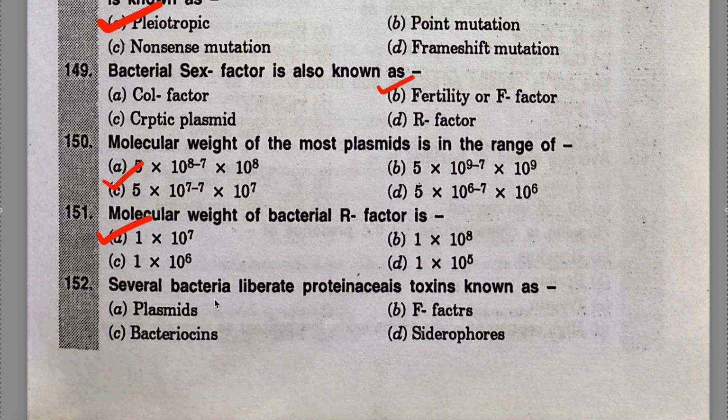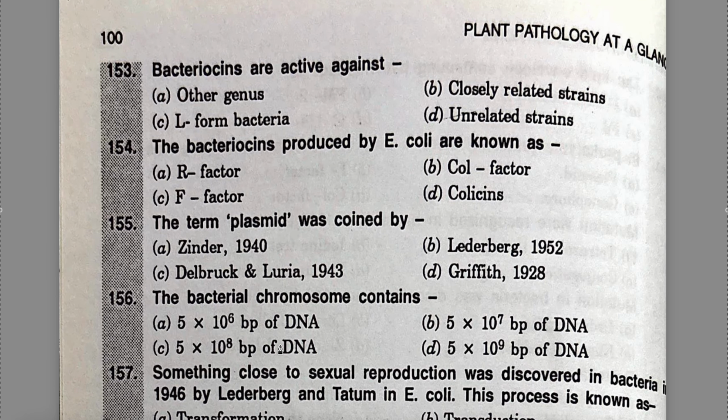152. Several bacteria liberate proteinaceous toxins known as plasmids, A factor, Bacteriocins or siderophores. So they are Bacteriocins. 153. Bacteriocins are active against other genus, closely related strains, L-form bacteria or unrelated strains. The answer is closely related strains, option B.